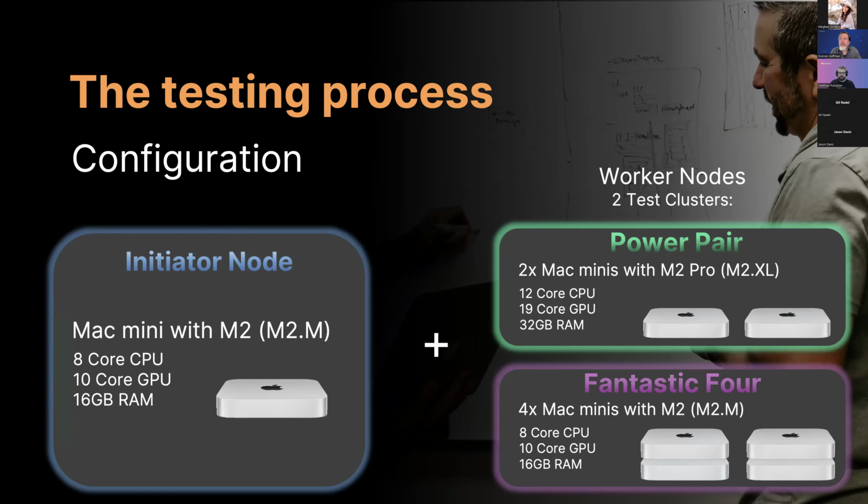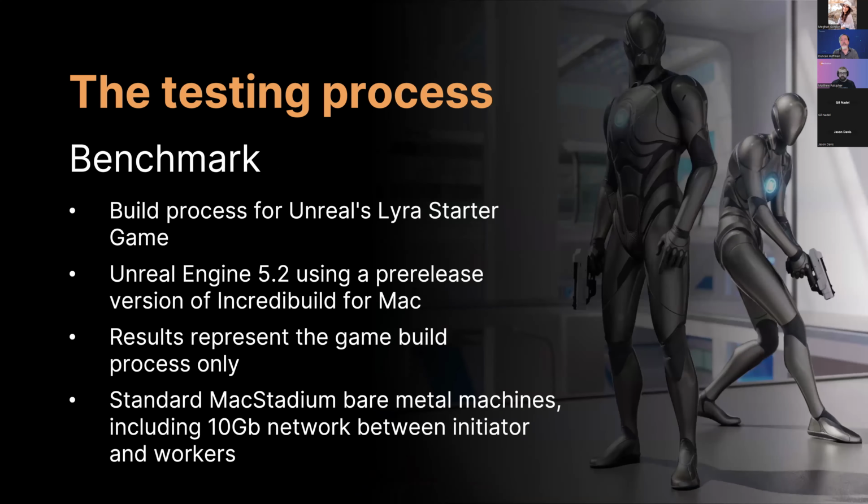So to go over our testing process, we came up with 2 worker node clusters and an initiator node. It's important to note that the build always runs on the initiator node in addition to the worker nodes that are enrolled in the cluster. So our initiator node, we went with a standard Mac Mini with M2, an 8-core CPU with 16 gigs of RAM. And for the worker nodes, we built 2 clusters, the Power Pair with M2 Pro and the Fantastic Four with M2. The benchmark that we decided to use was Unreal's Lyra starter game.